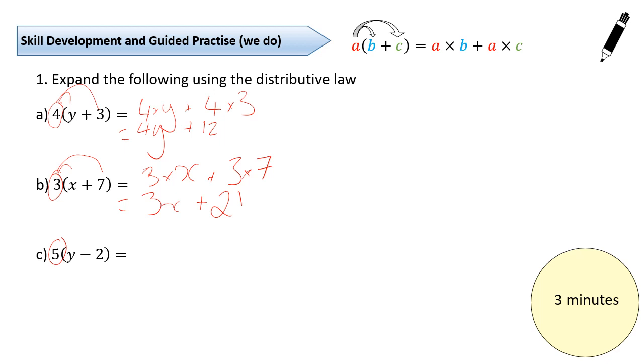Last one, 5 times everything inside of our brackets. So first thing in our brackets is the y, so we get 5 times y. This time we have our first subtraction in this lot, so we're going to subtract 5 times the other number inside of our brackets, which was a 2. Tidy that up, 5y take 10. Hopefully they all look pretty good to you.